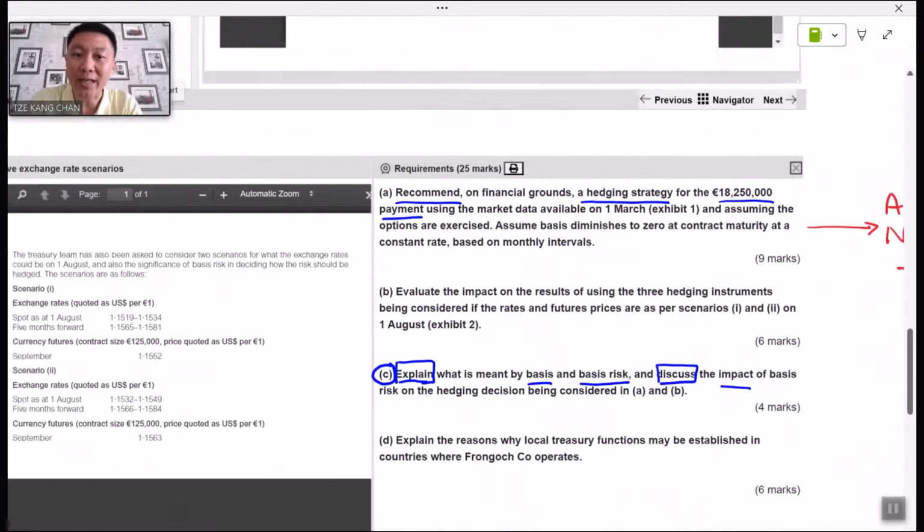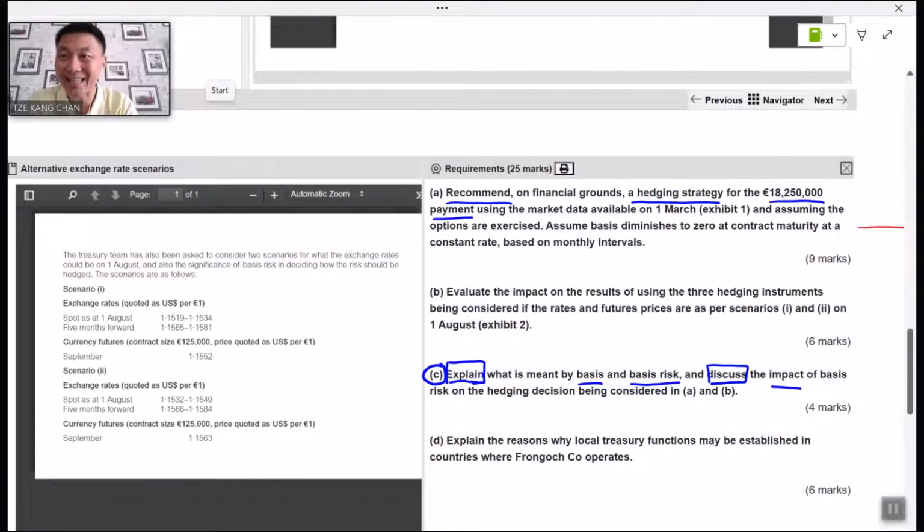Firstly, looking at the requirement, our focus in discussing the basis risk is mainly relating to part C, which asks us to explain the meaning of basis and the meaning of basis risk. And then we have to discuss the impact of the basis risk on the hedging decision that is derived from part A and B. So in order to demonstrate basis risk, as we have discussed earlier, it is important to know how the futures contract is created for hedging purpose. That is what part A is asking for.